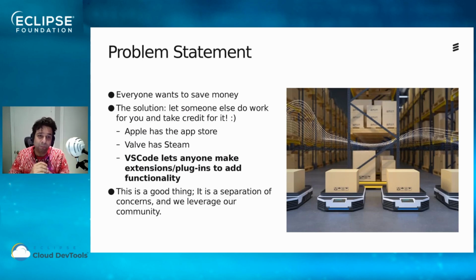So if we go back and we look at the problem for OpenVSX, why do we have OpenVSX? Why do we have marketplaces to begin with? I think it's very fair to say that everyone wants to save money. And this is a very good thing. You want to take your time and spend it on things you're really good at and let other people spend their time on things they're really good at. So, the solution is you can let someone else do the thing they're good at. Apple is leveraging the App Store for that. Valve has made a marketplace and they are leveraging Steam for that.